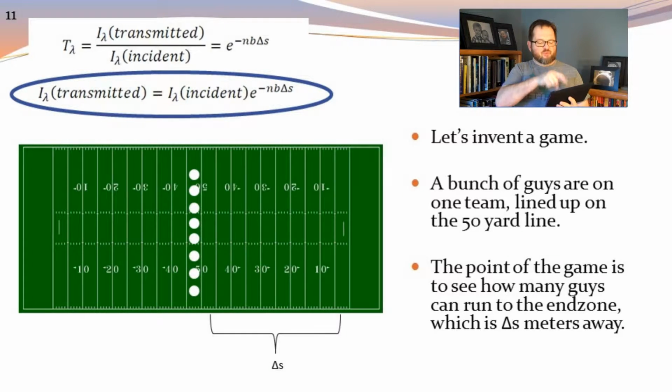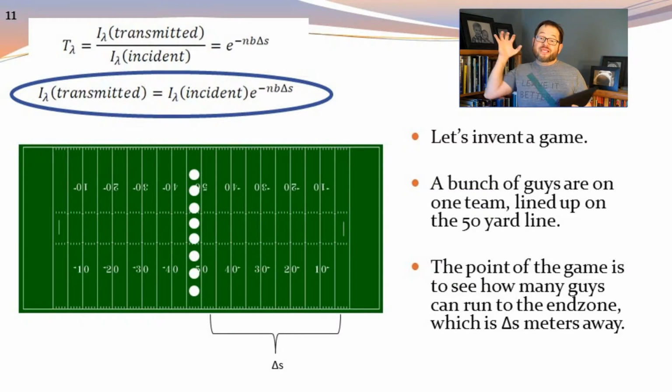What we're going to do is we're going to line up one team, which I have as these little circles here, all along some line of scrimmage. Like I've got them kind of here against the 50-yard line. And the point of this game is there's no ball or anything like that. Let's just have those guys run. And they're going to try to run all the way to the end zone, which is some distance away, delta S.